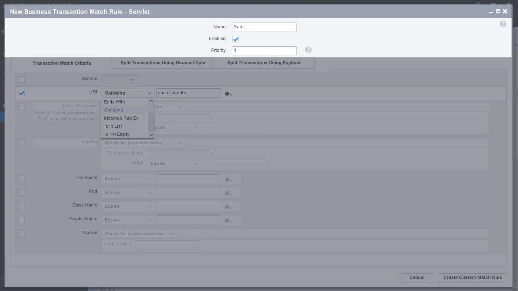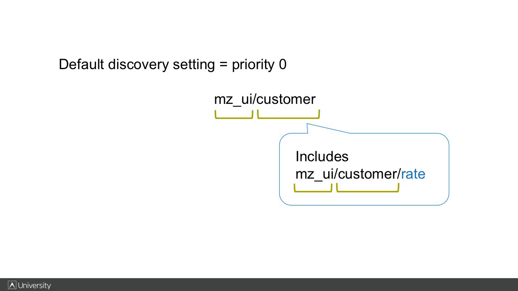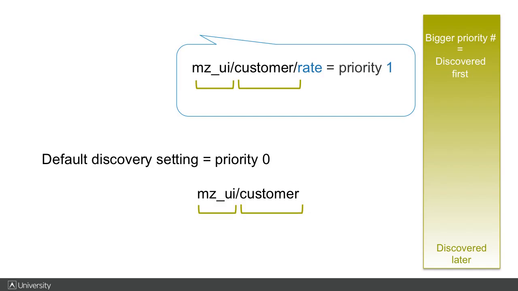The priority is a very important concept, so let me explain. As you already know, the default setting uses the first two levels of the transaction's URI. So the rate transaction would be included in the MZ-UI customer transaction. This default rule is priority 0. In order for a rate transaction to be independently discovered by AppDynamics, the custom discovery rule must have a higher priority than the default. The bigger the number is, the higher the priority. That is why we put 1 in the priority field.